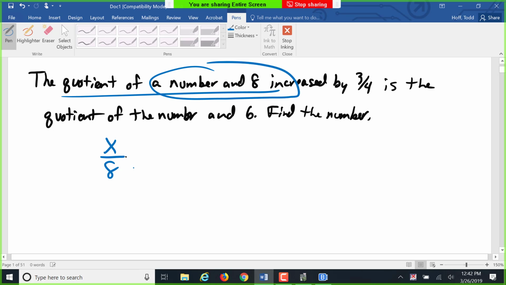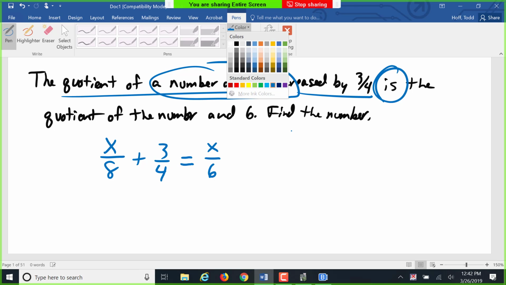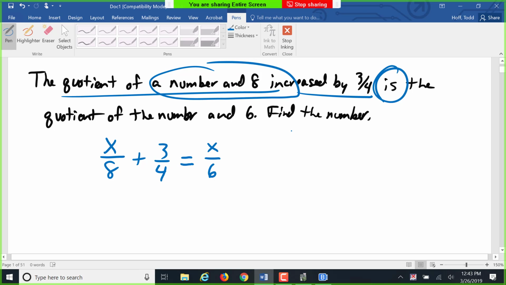Quotient of a number and 8 increased by 3/4 means what? Add 3/4. Is, so there's my equals right there, the quotient of a number and 6. How do I express that? X over 6. Good. Now this actually could be solved with just fractions. X over 8 could be thought of as just 1/8 x plus 3/4. X over 6 can be thought of as 1/6 x. We could solve it like that.